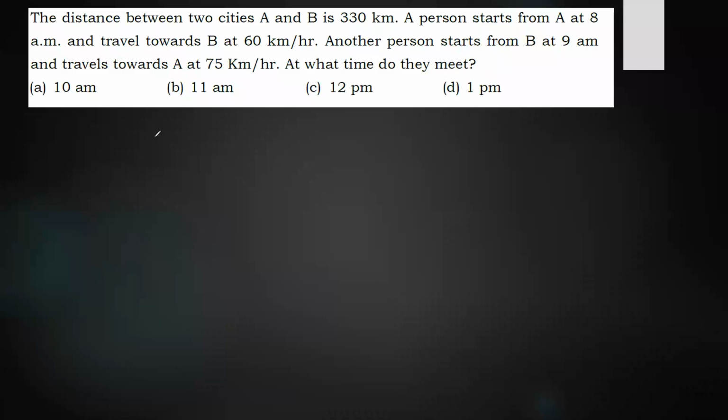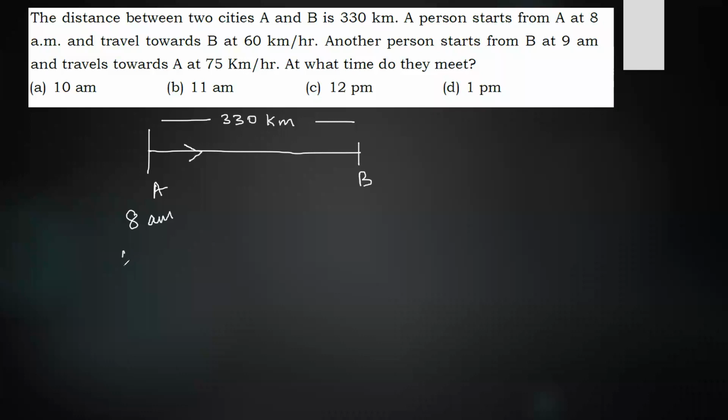The distance between two cities A and B is 330 kilometers. Actually, there is no need to draw a diagram, but for understanding I'm drawing one. So initially we have 330 kilometers. A person starts from A at 8 a.m. and travels towards B at 60 kilometers per hour.